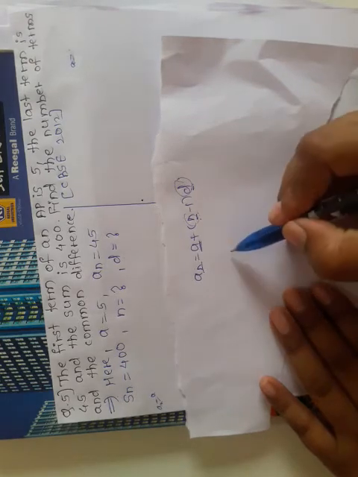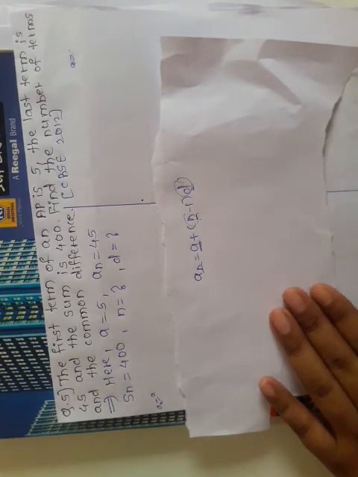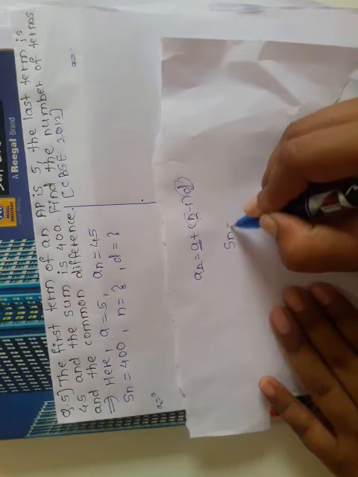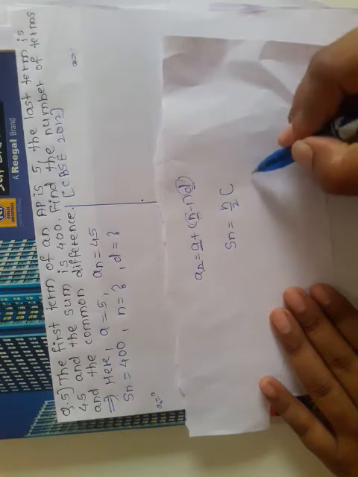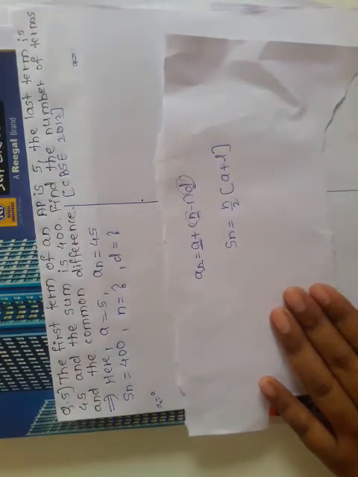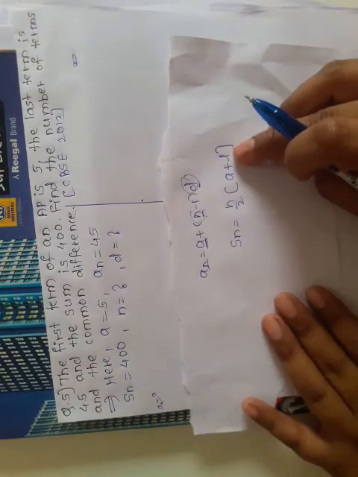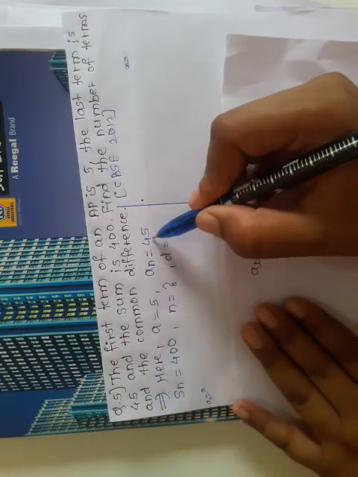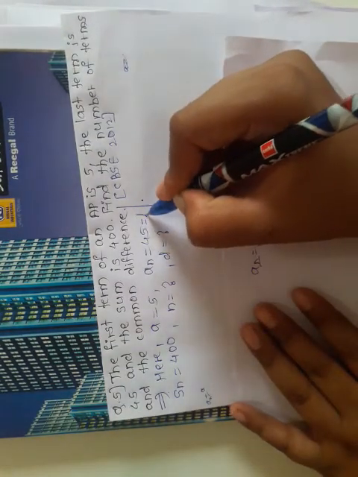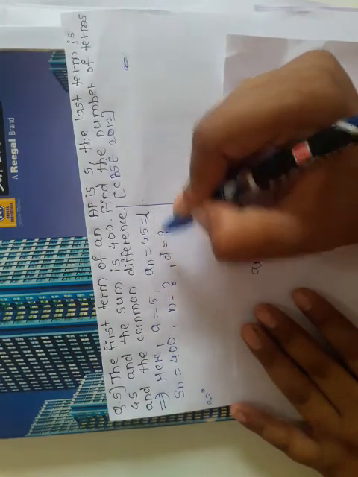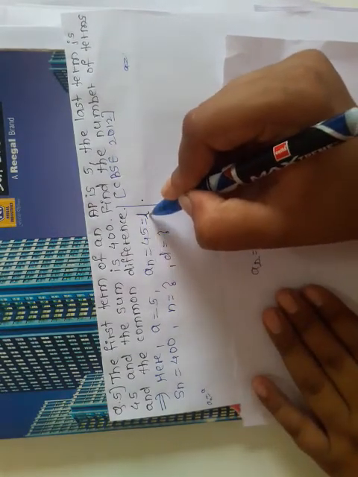So which formula is applicable here? We have already written the formula before taking this exercise 5.3, that Sn is equal to n by 2 in bracket a plus l. Use that formula. Here l means the last term. Remember that note: small l means the last term of an AP, so we can denote an as l. Use this formula to find the value of n.